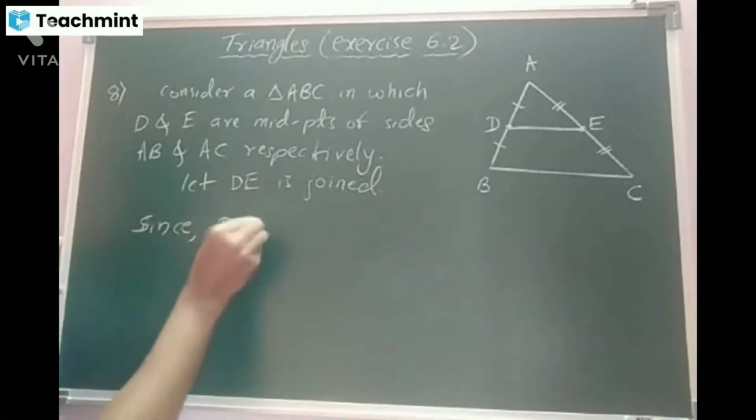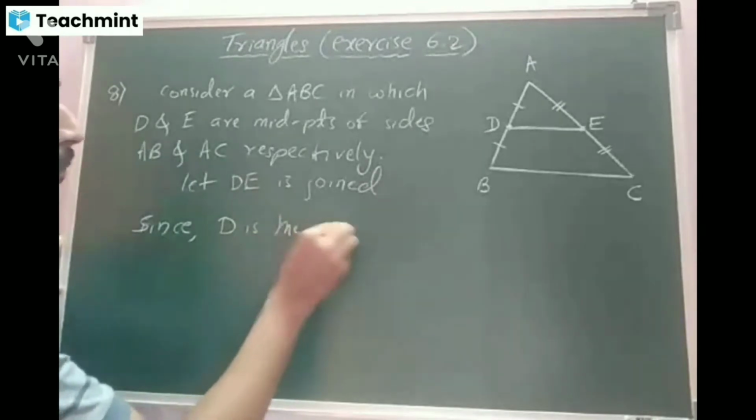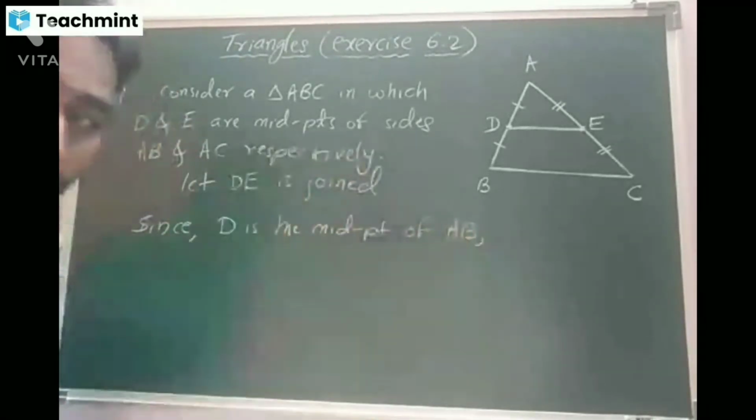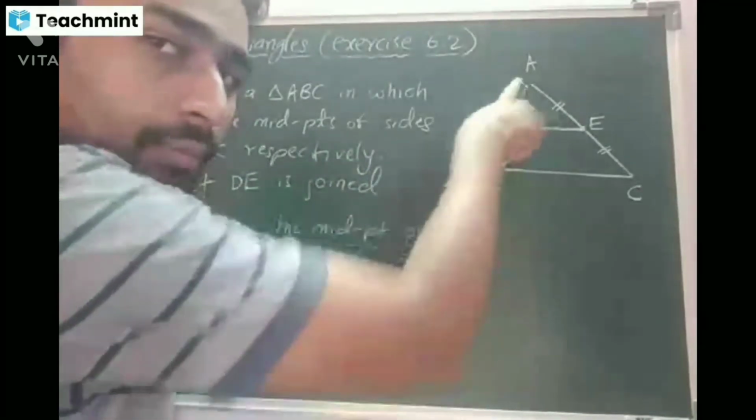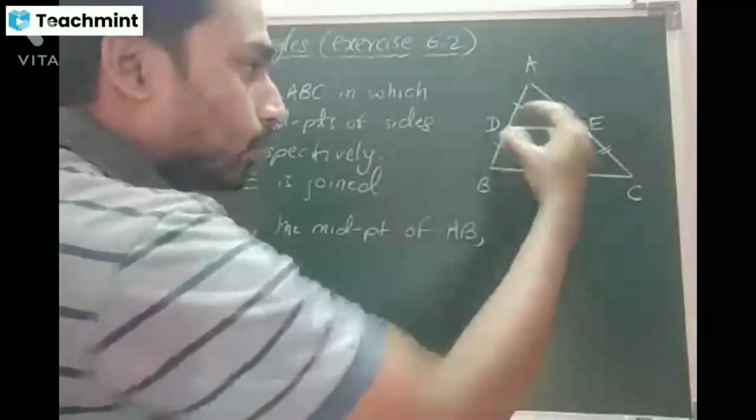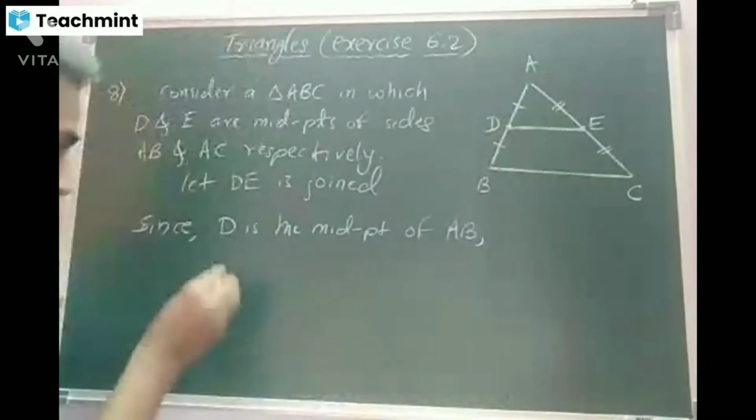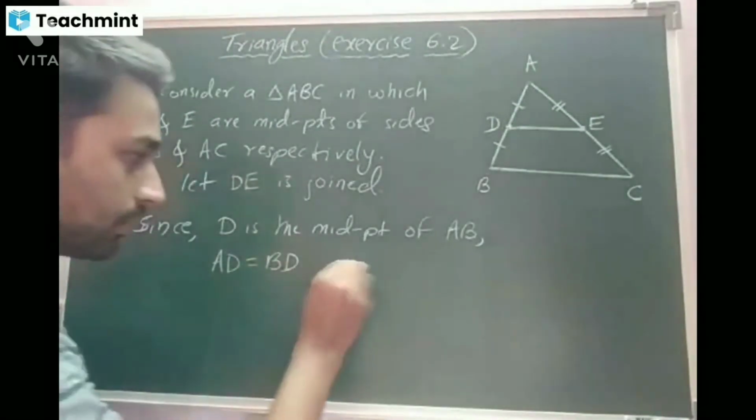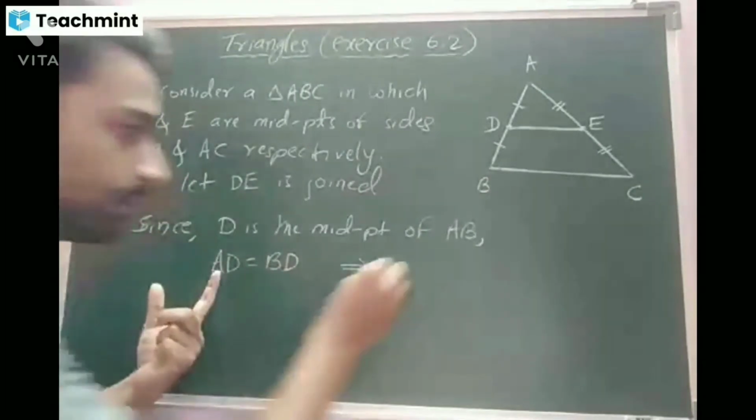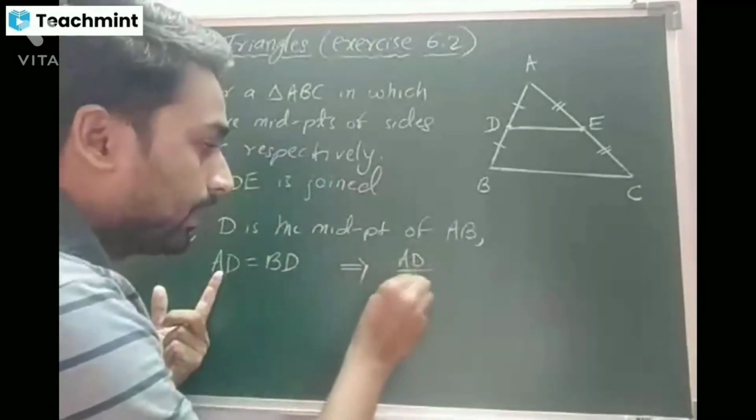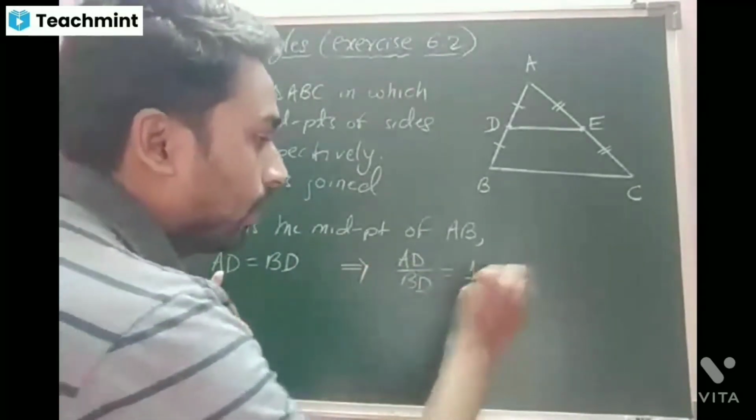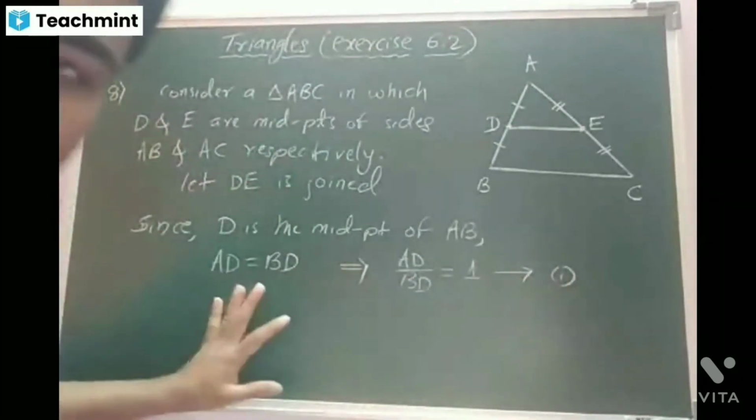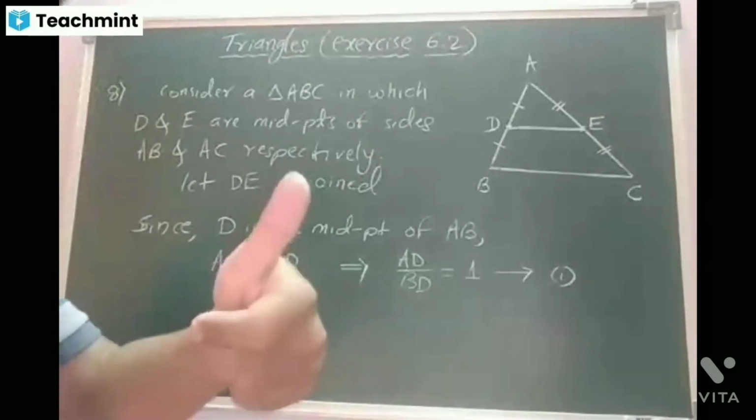Since D is the midpoint of AB, look at this, beta. Since it is the midpoint of AB, I can write AD is equal to BD, beta. This implies AD by BD is equal to 1, equation number 1. Question comes, what have I done? Can anybody answer, beta, what I have done?